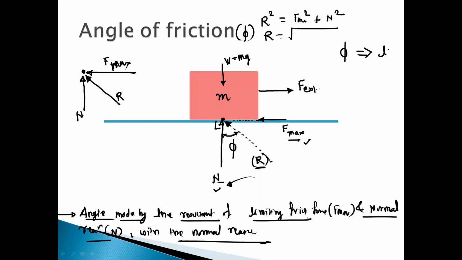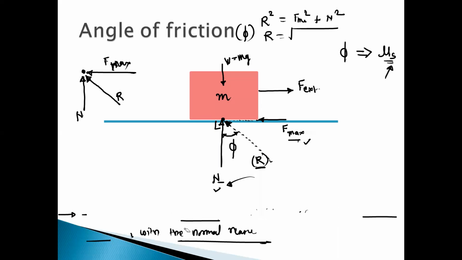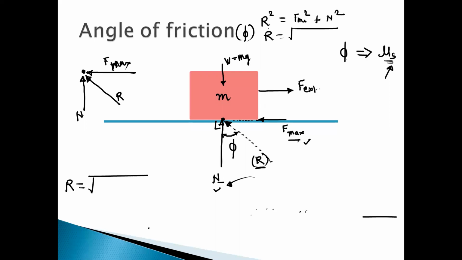This phi is related with the coefficient of static friction, that is mu s. So if you know the value of phi, then you can directly find out the value of mu s. So let us see how to find out that value. Right now we have the equation of resultant, which is equal to square root of F max square plus N square. Your F max value is equal to mu s into normal reaction. So in this way you can find out the resultant value.